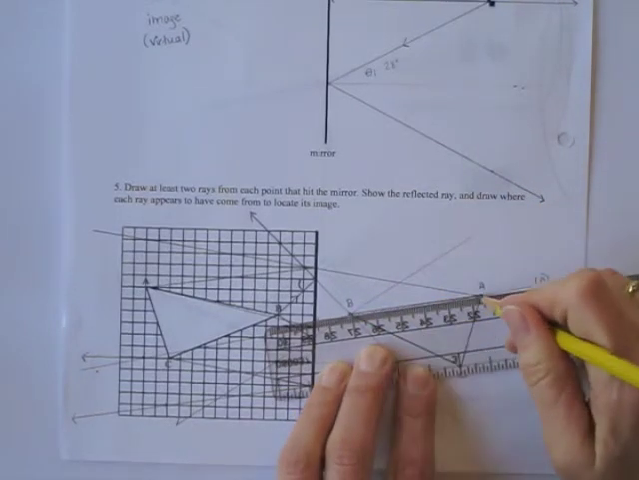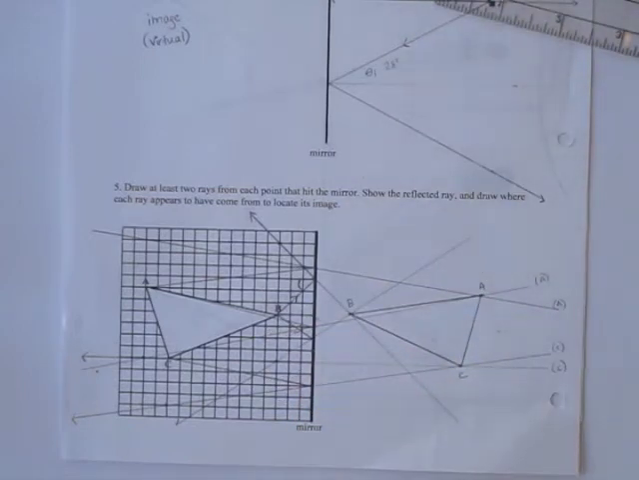and A to B. And you'll notice that it does look like the mirror image, that there is a mirror symmetry across this line. If you were to fold the paper, this would be right on top of that. That's one way you can tell that you have drawn your light rays correctly.